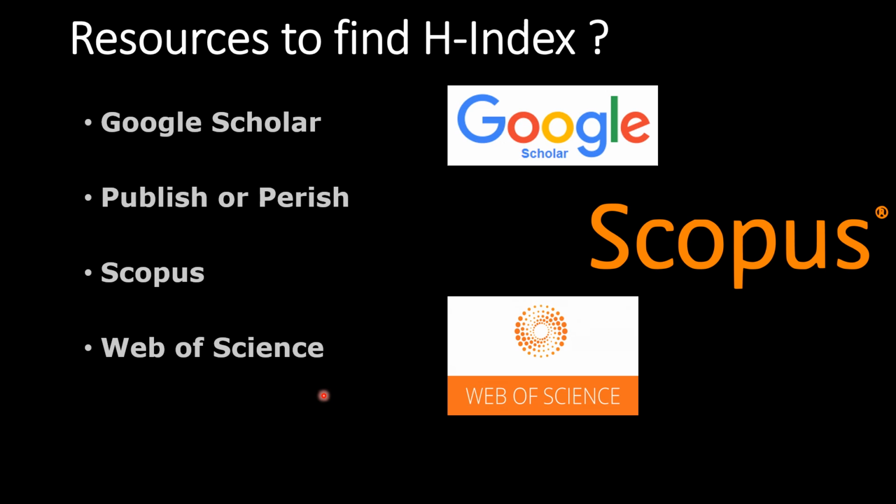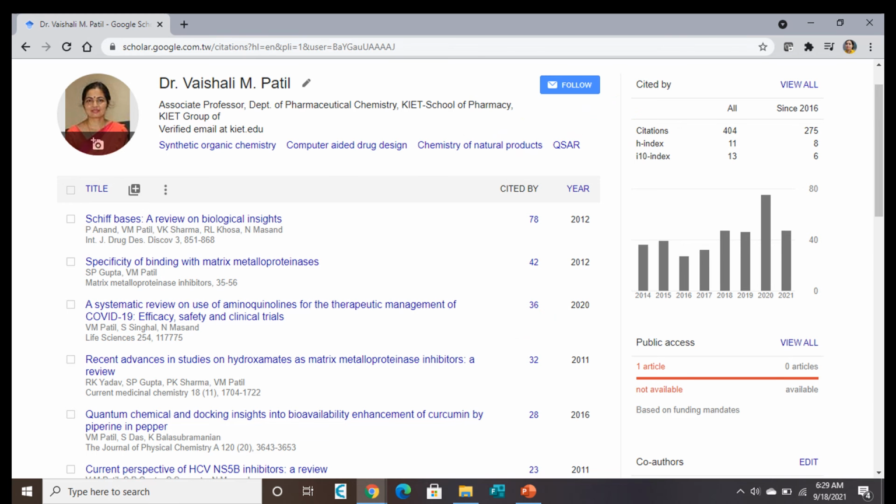Then the next one is Web of Science. It allows for generation of the H-index from the 1970s to current. And there is a feature called Create Citation Report, with the help of which we can count the H-index.